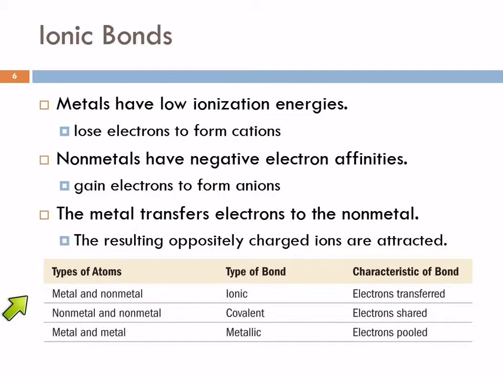Here's a summary of the three types of bonds. Ionic, which we just talked about, there the electrons are transferred from one atom to another. And then we're going to talk about covalent bonds. These are between nonmetals. And here we have electrons being shared instead of transferred. And then we have metallic bonds. These occur between metals, between metal atoms. And here the electrons, we say, are pooled. It's like a sea of electrons.